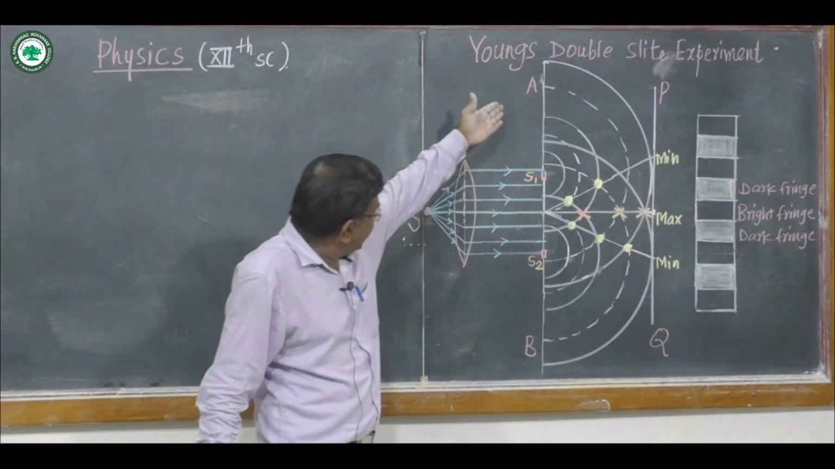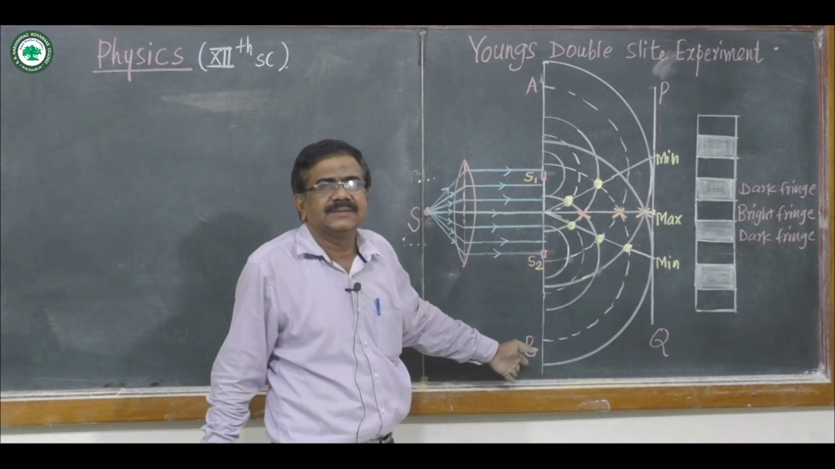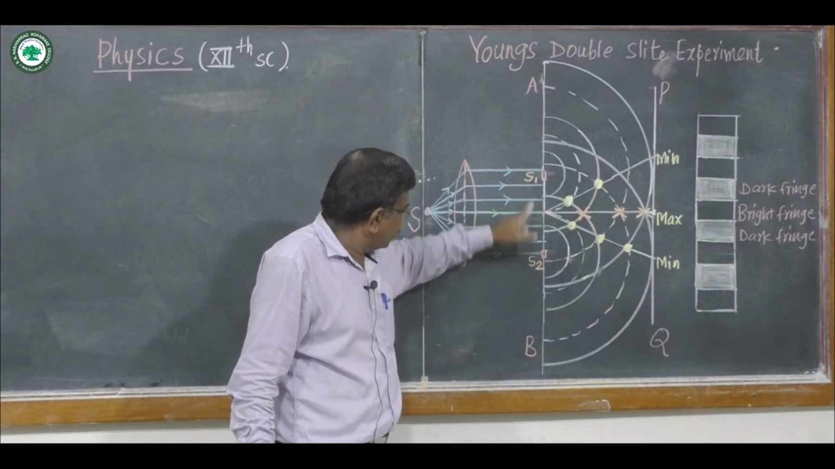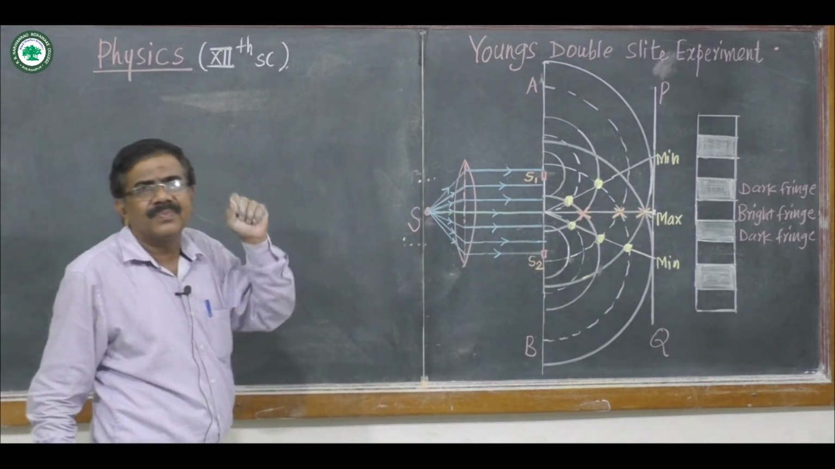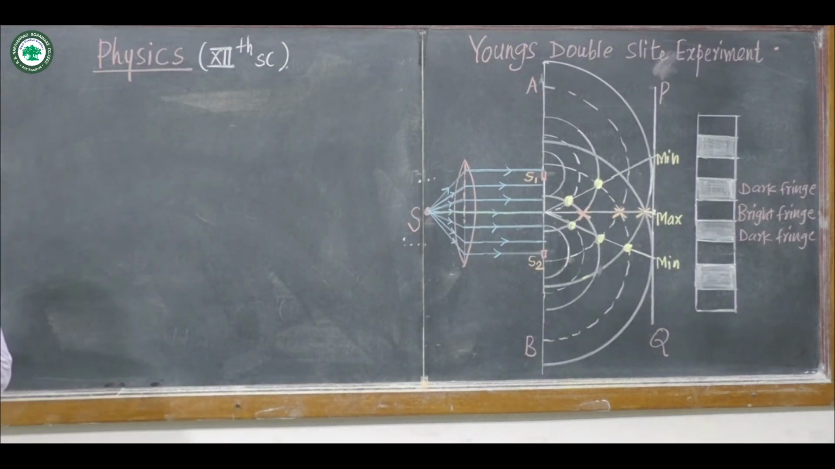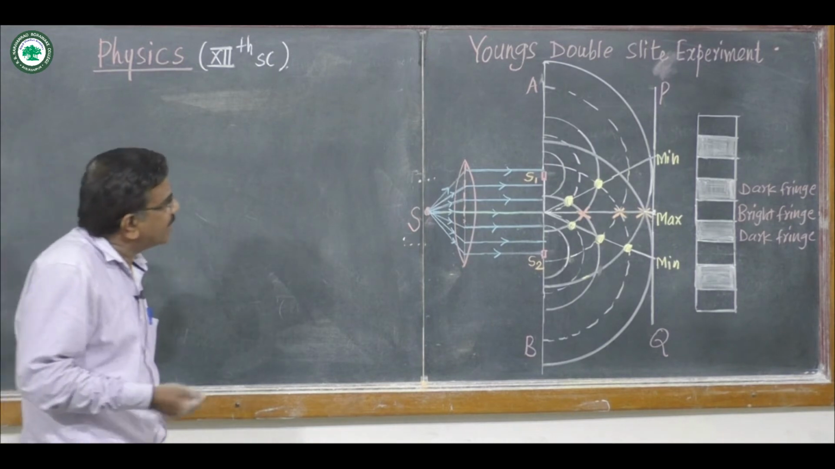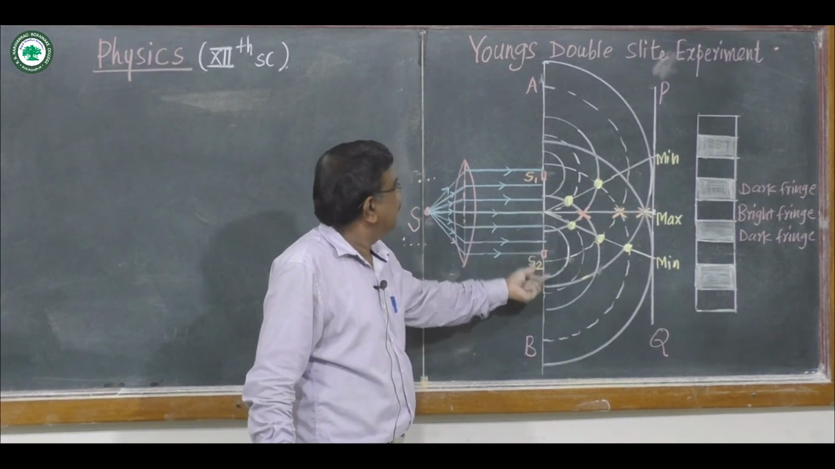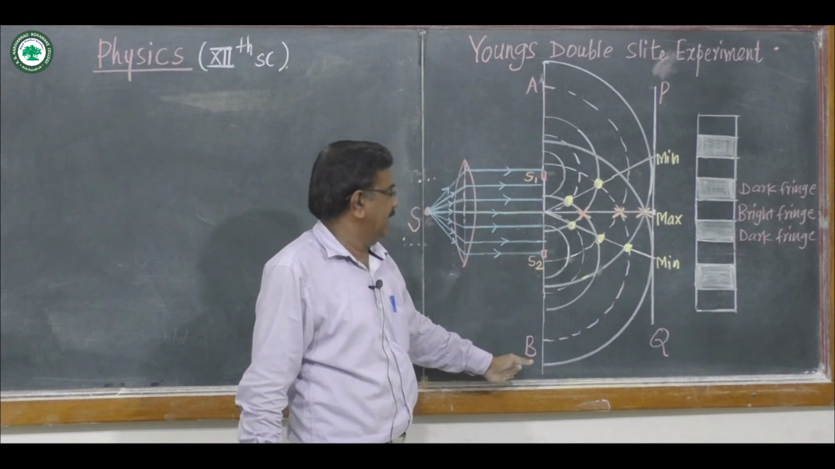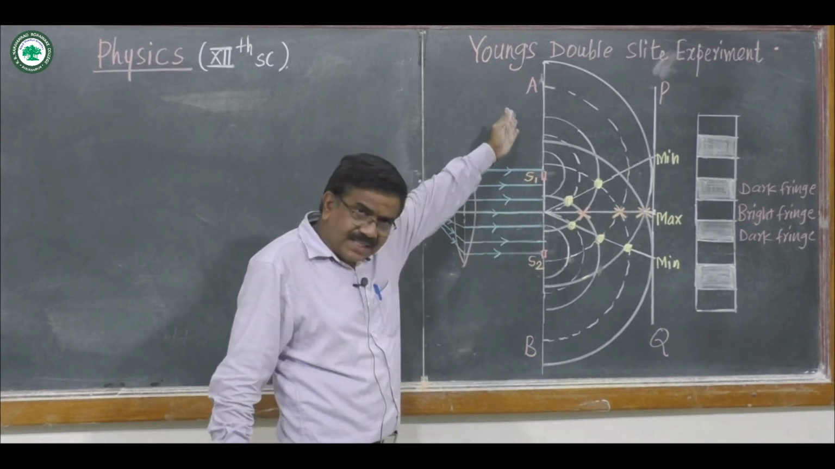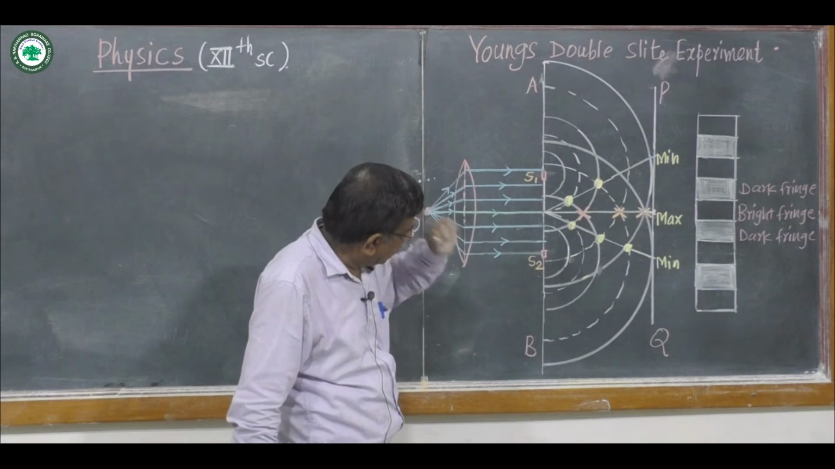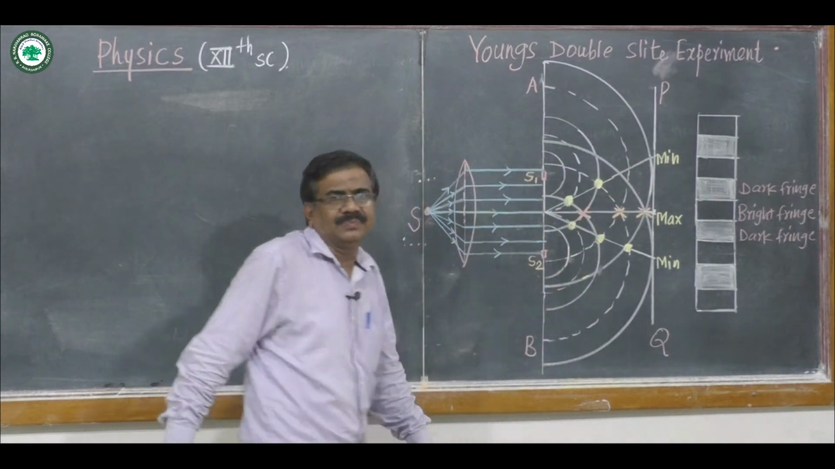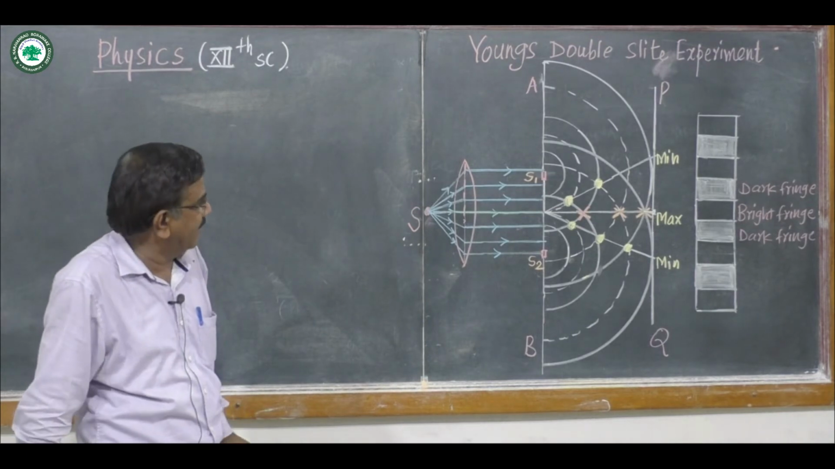This AB is an opaque screen. Two slits are there, S1 and S2. The distance separating them is about 2 mm to 4 mm. These are the two slits on the opaque screen AB. Behind this screen AB, there is an observing screen PQ.